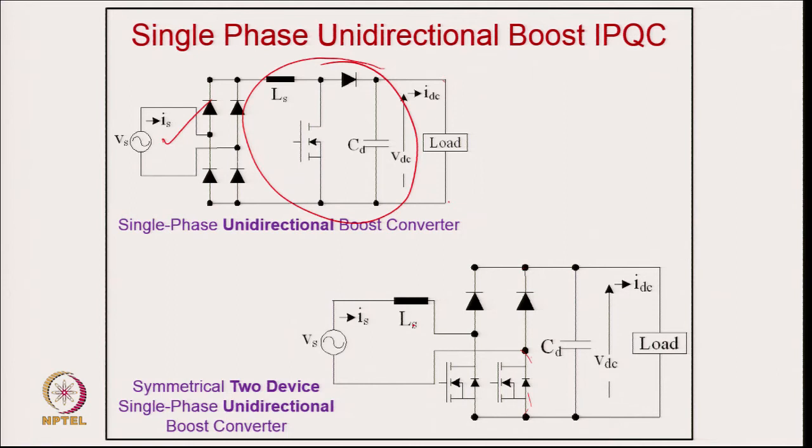So, we also call it like you are using 2 boost converters, here you are using 1 boost converter, here you are using the other. So, the diode rectifier virtually you have eliminated here, up to some extent. So, we also call this a bridgeless configuration.